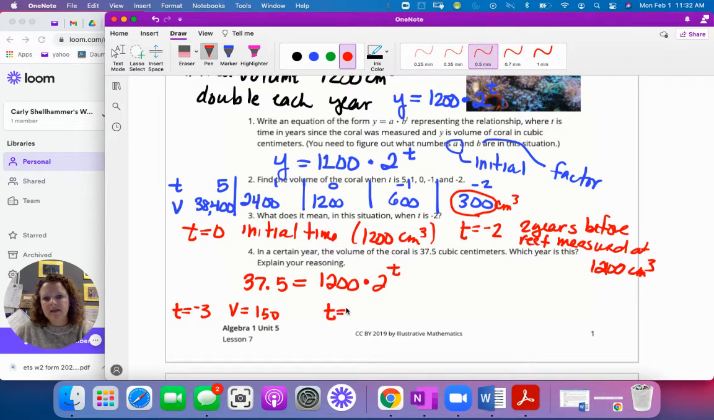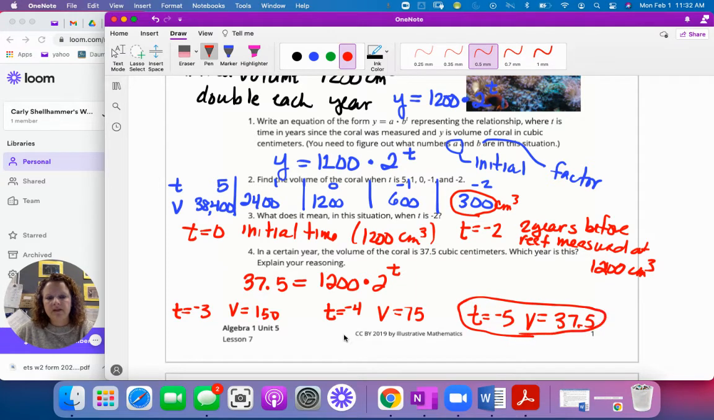And then t equals -4. That's going to be a volume of 75 because it's half of the 150. T equals -5, and there we are. My volume is 37.5. And I could type that into y equals 1200 times 2 to the -5 to double check. And that does in fact equal 37.5 centimeters cubed.